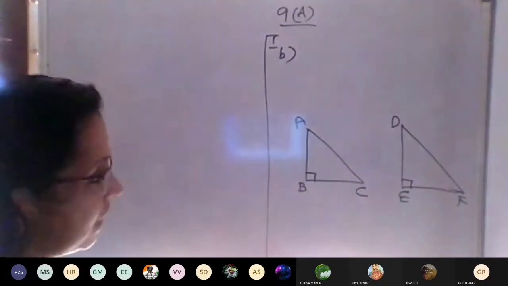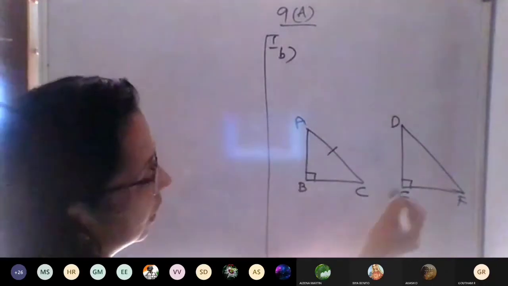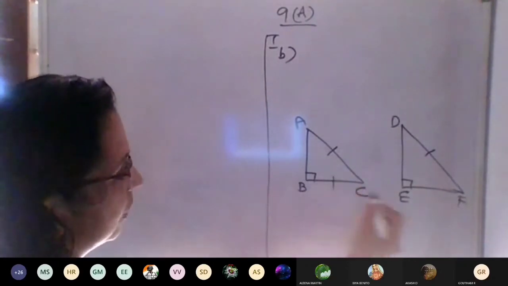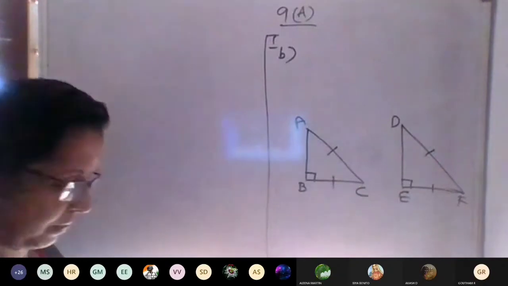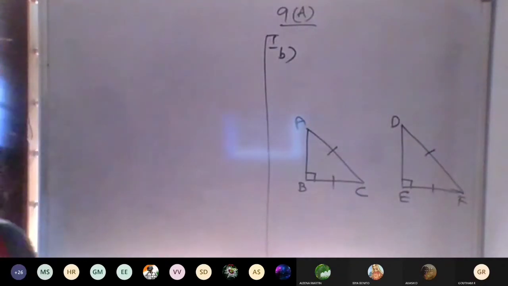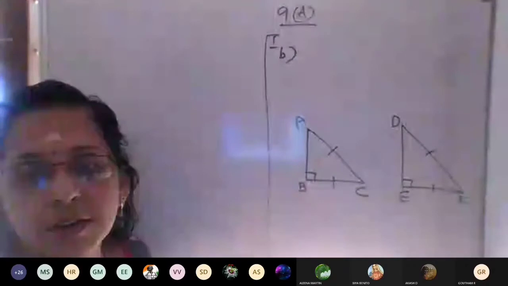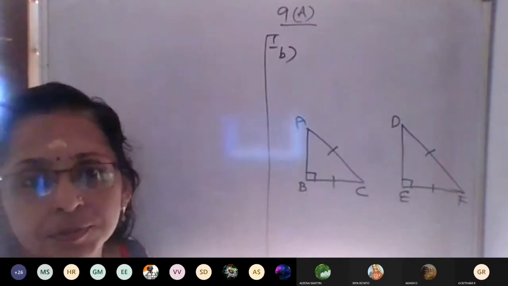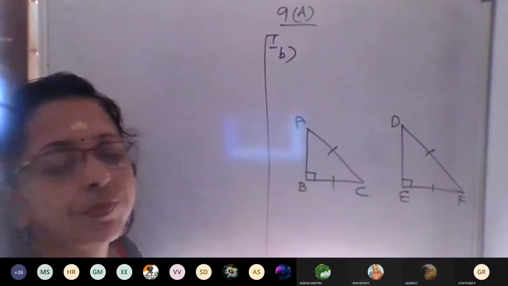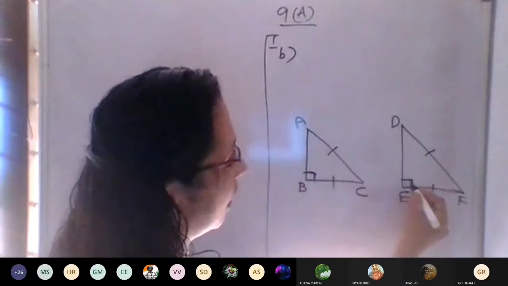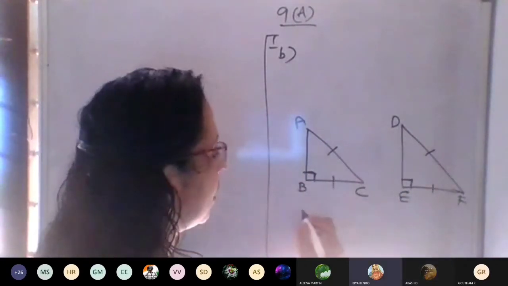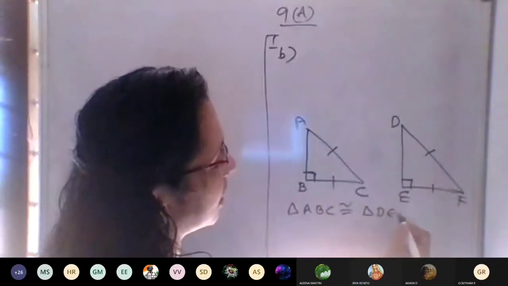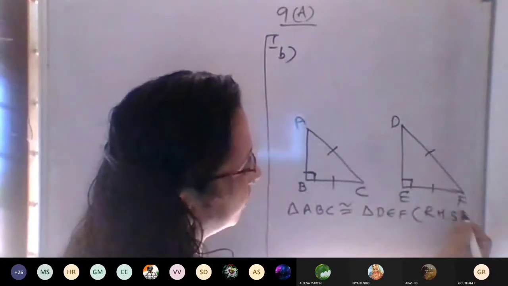AC is equal to DF. Then BC is equal to EF. Without drawing the figure itself, we can say that these two triangles are congruent using RHS. Why? Because angle B and angle E are right angles, 90 degrees. Without the figure itself, we can write triangle ABC is congruent to triangle DEF using what? RHS.